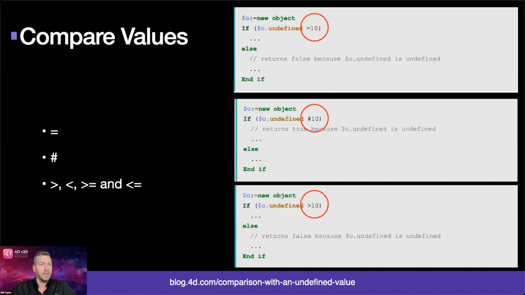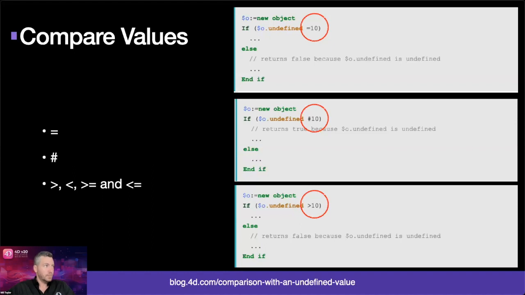So starting with v20, a new enhancement has been introduced that allows developers to compare any type of value to an undefined value without causing an error. This means you can now safely compare undefined values to others without worrying about causing runtime errors. Those comparators are equal sign, not equal sign, greater than or equal, greater than, less than, and less than or equal.